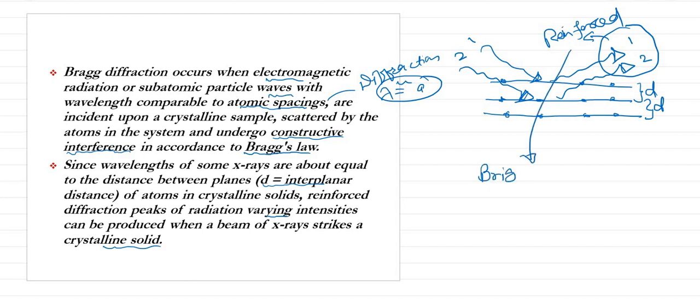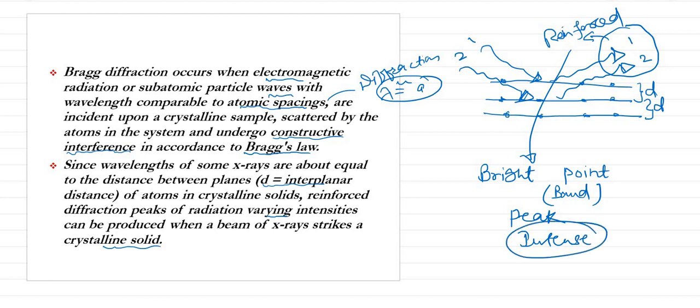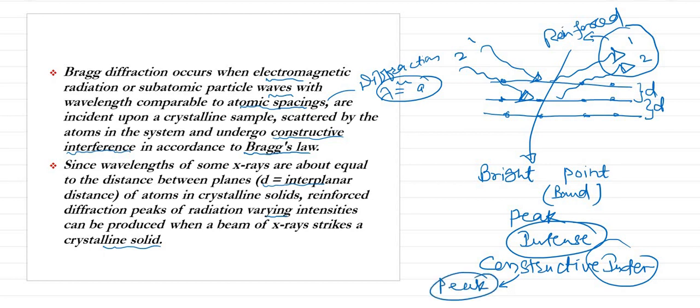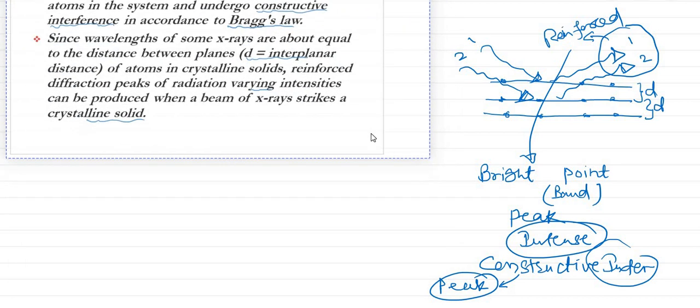using constructive interference. We know that whenever there is constructive interference, we have a bright point, or a bright band, but here we have peaks, and therefore we have an intense peak. This intense peak is only because of constructive interference. That is what exactly happens for the scattered beam. The scattered or reflected X-ray beams interfere with each other constructively, and therefore we get an intense peak, and that peak is in accordance with Bragg's law.